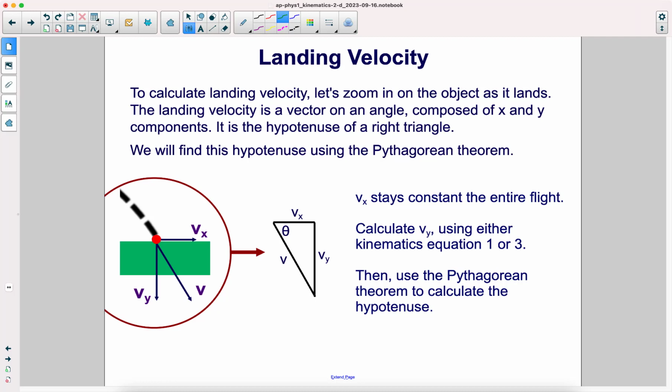Vx, so the velocity in the x dimension, stays constant the entire flight. However, the velocity in the y dimension will be changing throughout the flight. So we need to use either kinematics equation 1 or 3 to figure out the landing velocity in the y dimension. Then we'll use the Pythagorean theorem to calculate the length and the direction of the hypotenuse.